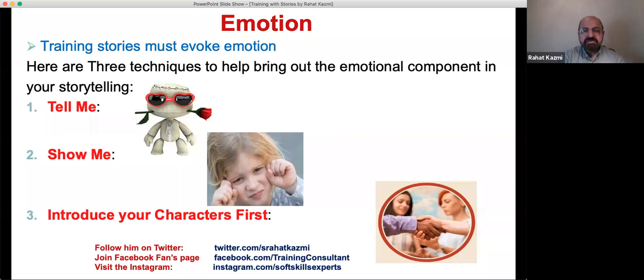Next one, guys, show me. Let's say I tell you a picture, for example. This picture here, what's the young lady doing here? She's crying about something. She's obviously upset, but there are no tears there. I don't see tears, but this is what kids do. They sometimes pretend to cry to get something from you.